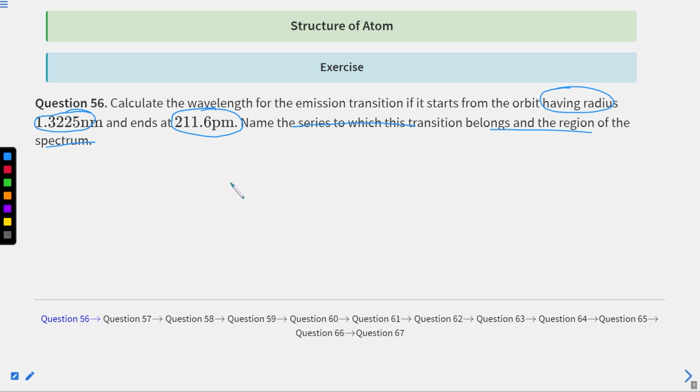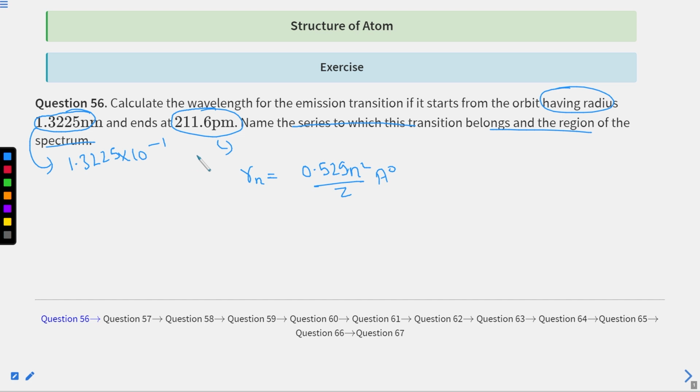What is the formula for calculating the radius? We know that for the nth orbit, the radius is 0.529 n square by z angstrom. It is given in nanometer, so we will convert it into angstrom. That would give us 1.3225 into 10 to the power -1 angstrom.